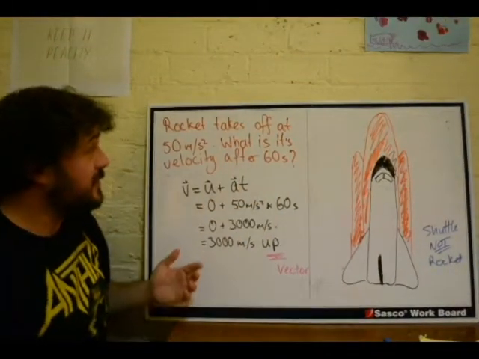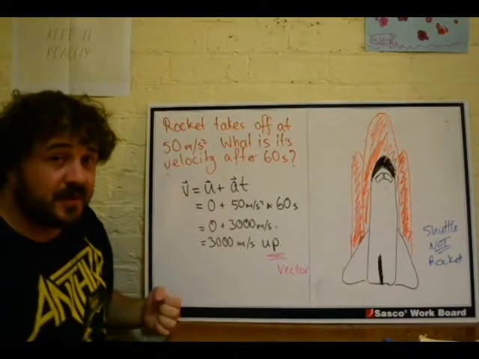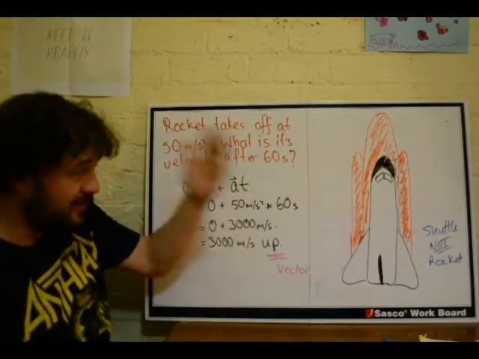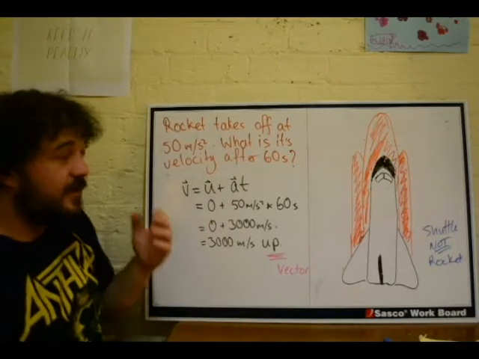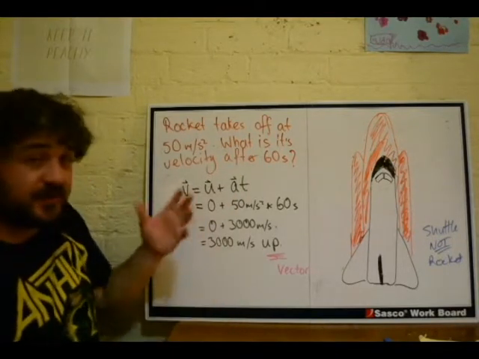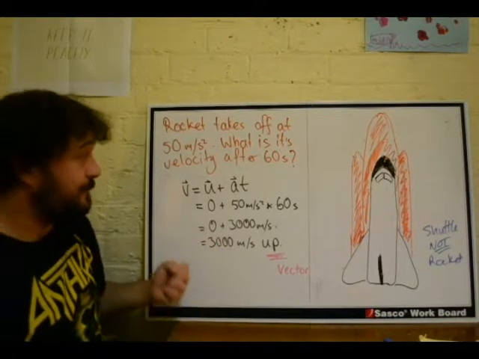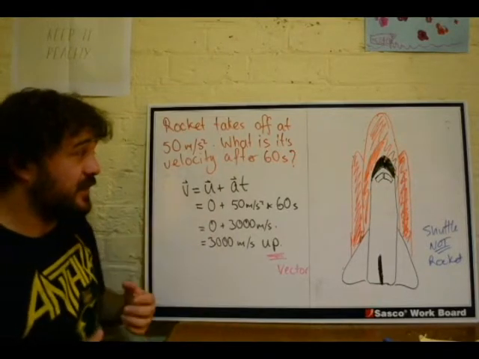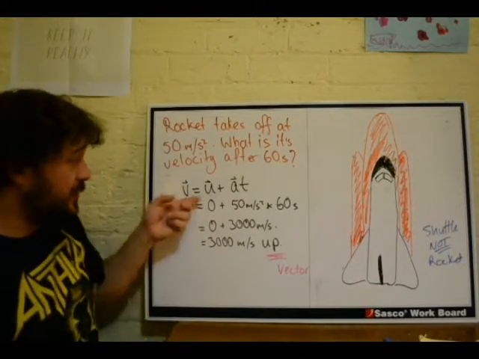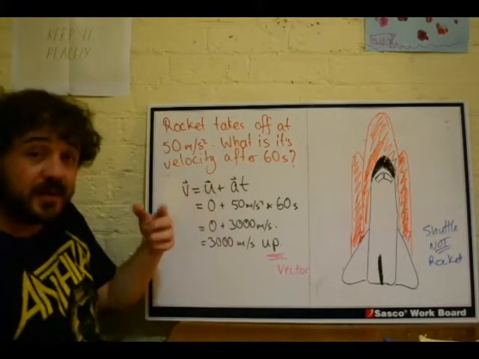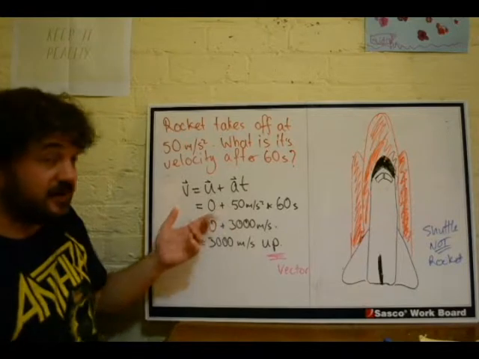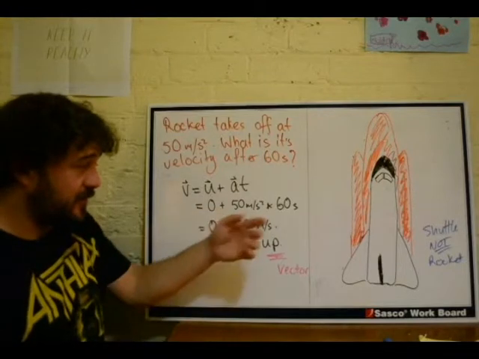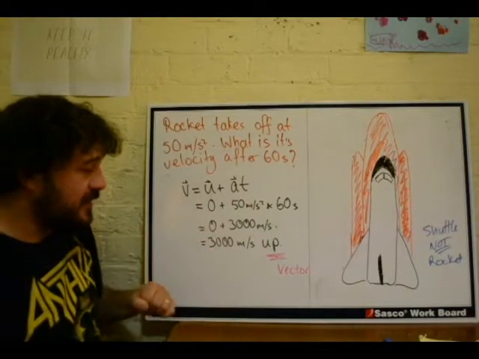Now we want to play with the big boys, so let's talk about a rocket. Let's talk about some real speeds here, some real accelerations. So the rocket, in this case it's actually a shuttle, not a rocket. So the rocket takes off at 50 meters per second squared. That's its acceleration. So how fast is it going? What's its velocity? Velocity is the key word there. After 60 seconds. So we put in our formula. Now we've got the little half arrows above because, you know, it's a vector at this stage. We're asking for velocity. So it's 0 plus 50 times 60, or 50 meters per second squared times 60 seconds, which is 3,000 meters per second up.